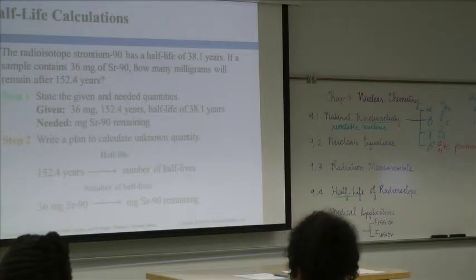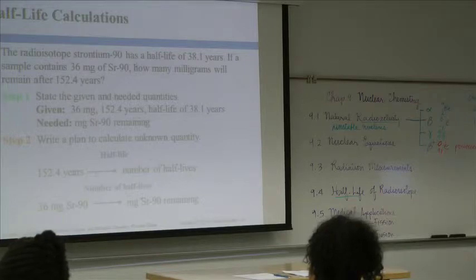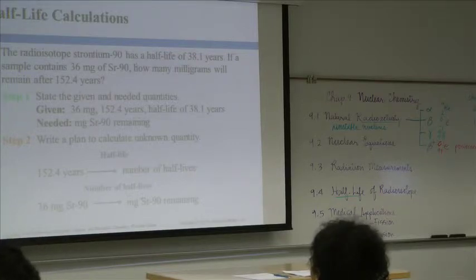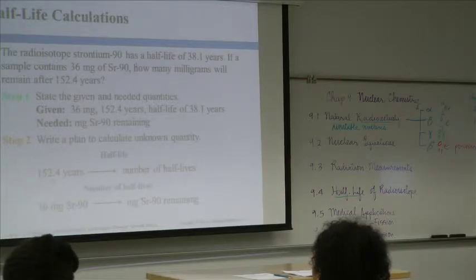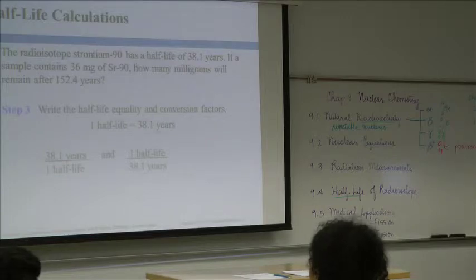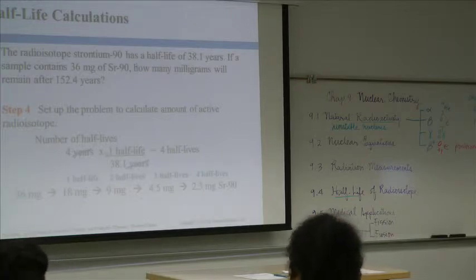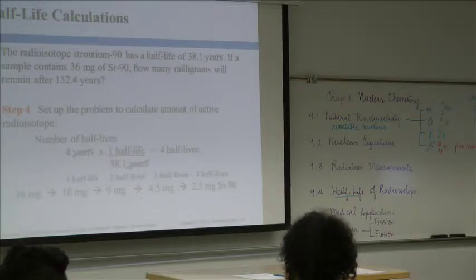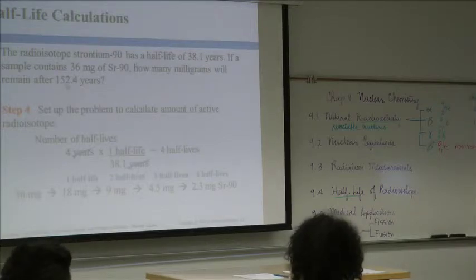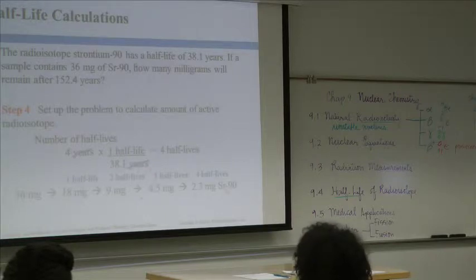So first, you need to figure out, okay, we're given 36 milligrams of strontium, and how many milligrams will remain after 152 years? If a half-life is 38.1 years, we make our conversion factor. The number of half-lives, 152 in 38 years, right? So four half-lives. So if we have 36 milligrams to start with, then after four half-lives we end up with 2.3 milligrams of strontium.